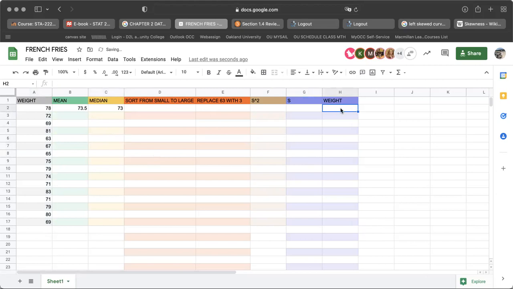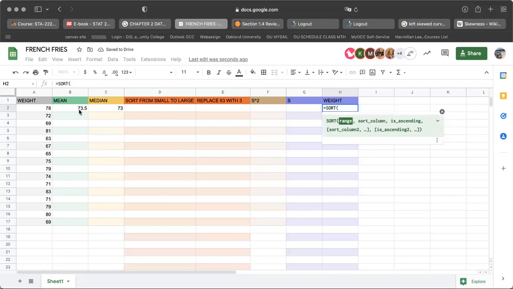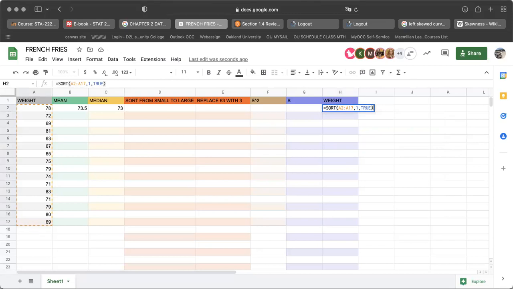I don't have to do that. I'm just going to sort. Yeah, equal, sort. And then highlight that one. Comma, 1. In ascending order, yes, so true. I'll wait for you a little bit. So equal, sort, highlight the range, comma 1 because the first column. And then the next one is asking you, are you doing ascending order? Then yes, I'm doing smallest to largest, so true. Right there, it's short for you.